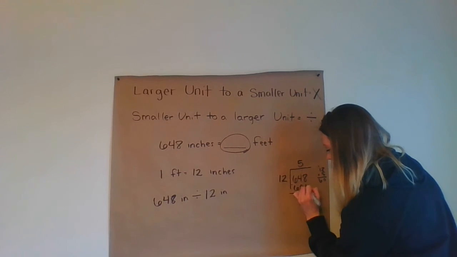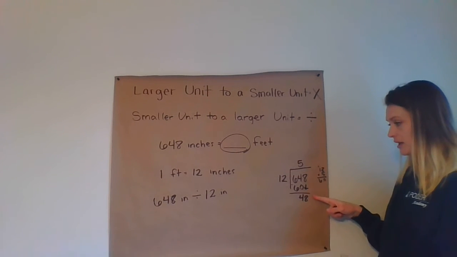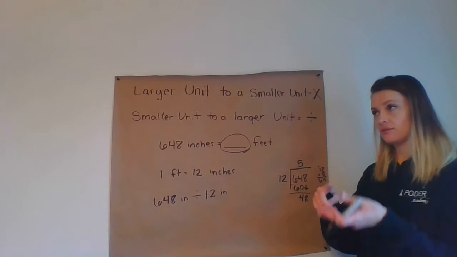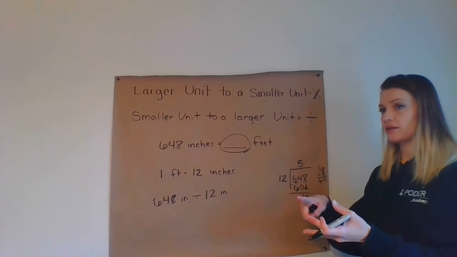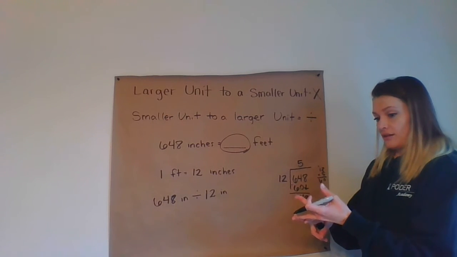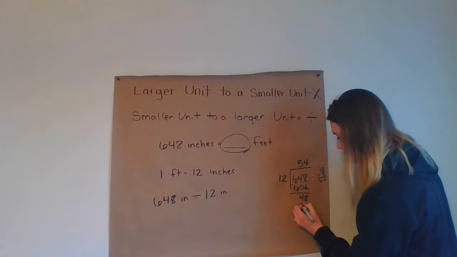And I bring down my 8. Now 12 goes into 48. Well, when I was counting, 12 times 2 is 24, 12 times 3 is 36, 12 times 4 is 48.